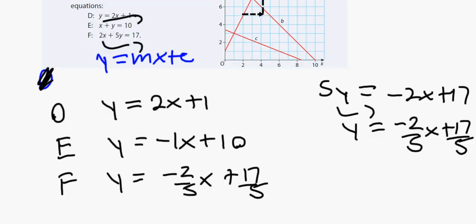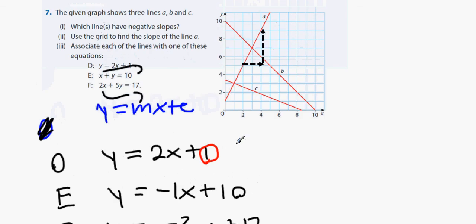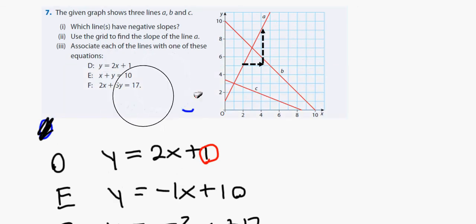Let's just look at the c values to tell each one apart. It'd be very easy just using the c values. Which one crosses at y equals 1? D. So this one here is line A, and it also has a slope of 2 that we got earlier. Line E crosses at 10, so this here is line B. And F is going to be C, the last one there. So that's A, B and C.